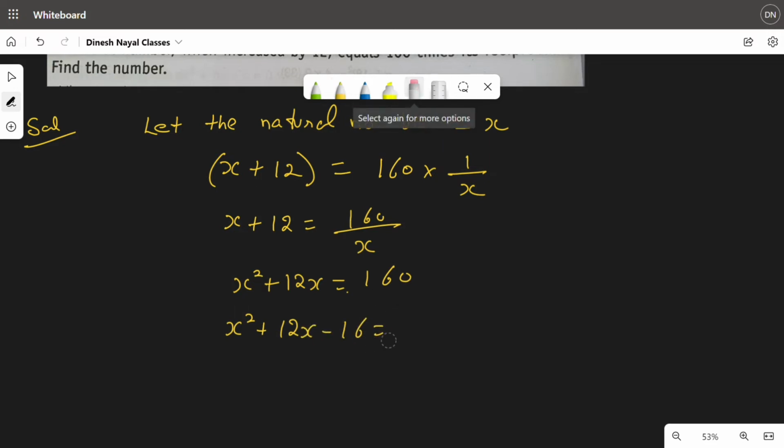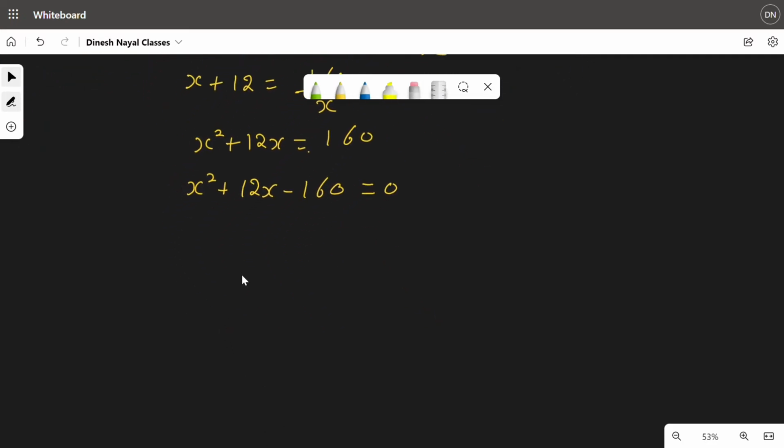Now we can do the middle term splitting. Sorry, this is 160 actually. We see the product of the numbers should be minus 160, sum is 12. Now doing the prime factorization of 160, which is actually very easy. So we start with 160. 160 goes by 2. This will be 80.